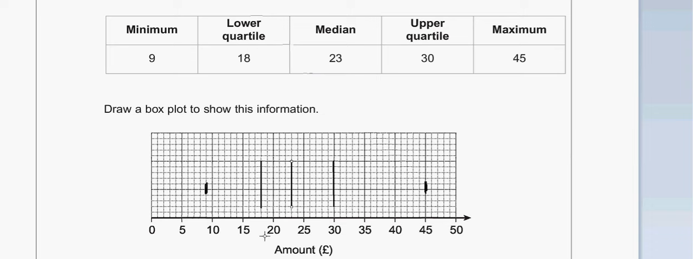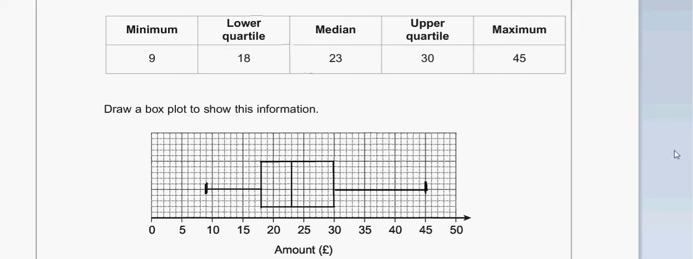and drop that line in, and all I need to do is connect everything as it should be, and there we have our box plot. Very simple.